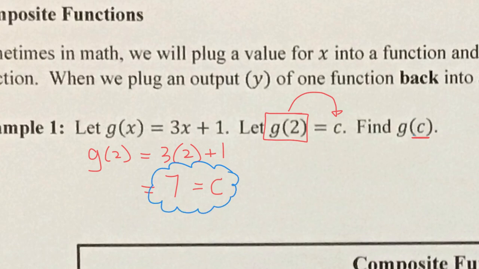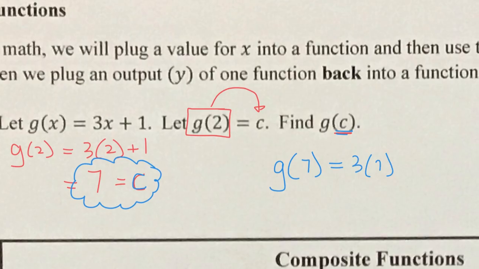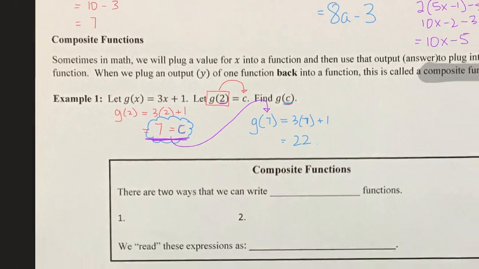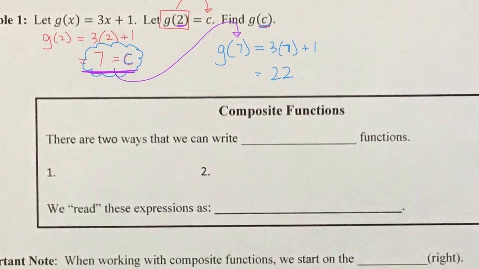So when I want to evaluate g of c, what am I really evaluating? g of 7. I'm really evaluating g of 7 because I'm calling c 7. So g of 7 is 3 times 7 plus 1, which is 22. So that's really how a composition is done. You find the y value of some given x, in this case an x value of 2, and then you plug that back into something else, in this case back into the same g. We find a y value and plug it in somewhere else.